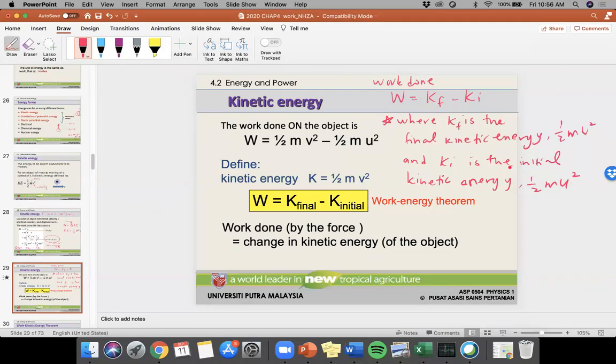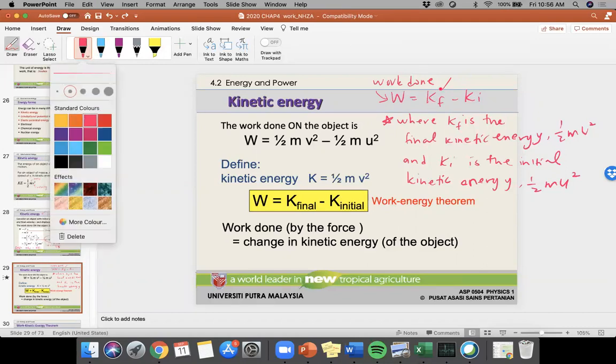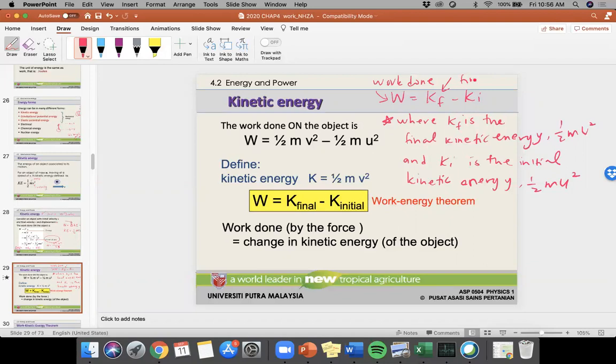If you're lazy to explain like this, work done, final kinetic energy is also fine, as long as you define it. I'm very flexible. I don't know about other lecturers. Final kinetic energy, you can answer like this, as long as you define it. If you don't define it, I can't give you marks. That's all.